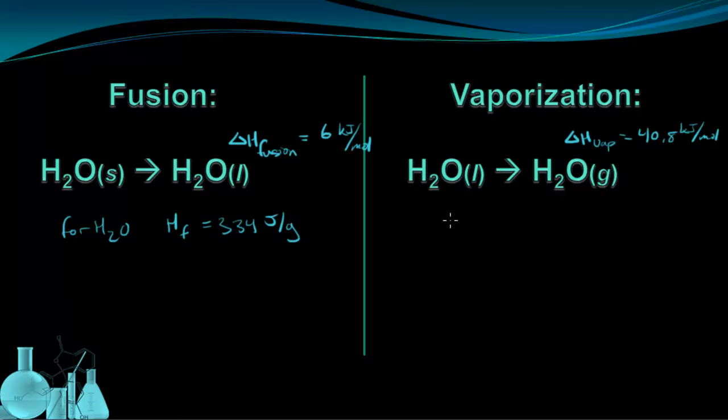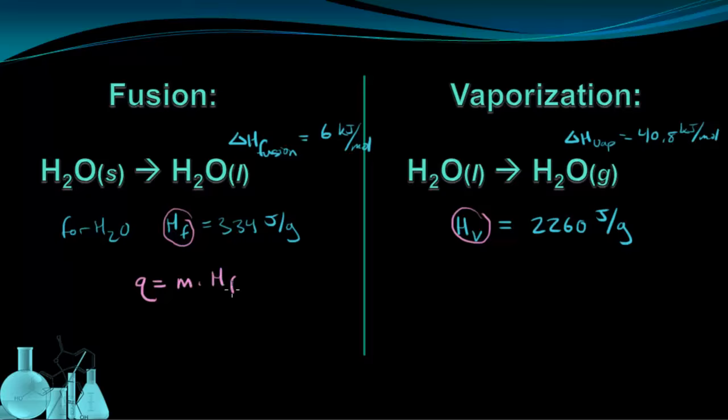We have a similar value for the vaporization, in that the heat of vaporization, H sub V, becomes 2,260 joules per gram. So how do we use these constants HF and HV? Well, there are two very similar and very easy equations that show us how to use them. Q equals m times HF, and Q equals m times HV. These equations allow you to calculate the heat, Q, for a particular mass of a sample, given the amount of energy needed for the phase change.